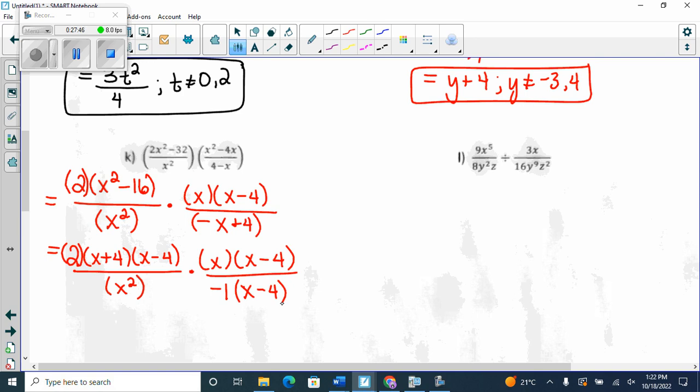And then they match. So if they're the exact same but wrong sign, take a negative 1 out and it will switch the signs. Then I state my NPVs. I have x can't equal 0 because of the x squared. And I have x minus 4 can't equal 0. X can't equal 4.